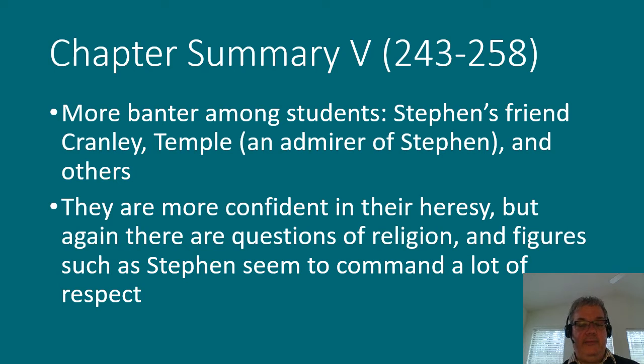People going back and forth, a lot of people trying to get Stephen to be more nationalist, and he's refusing it. Temple is this guy who seems to think a lot of Stephen. He's like a hanger-on, a guy who just would like to be a disciple of Stephen. So you can see that Stephen, although you can look at him in this chapter as a kind of an arrogant jerk.